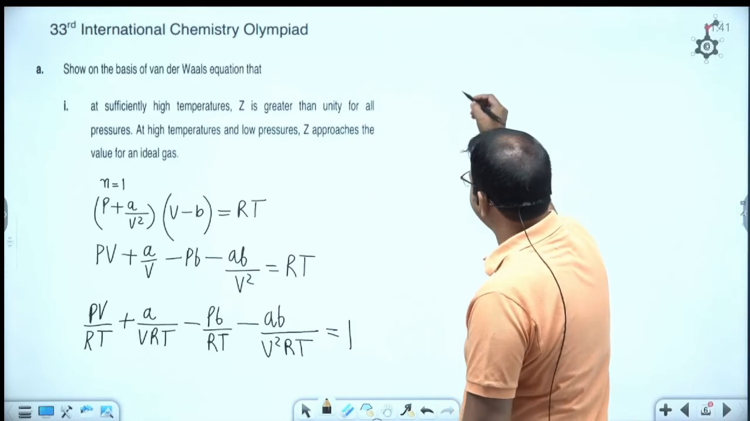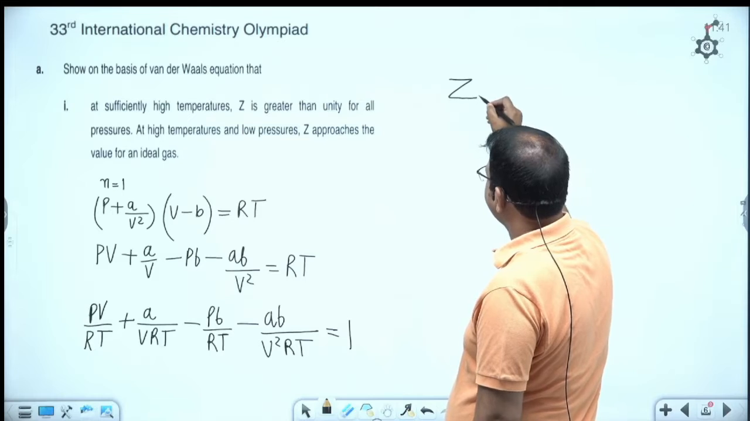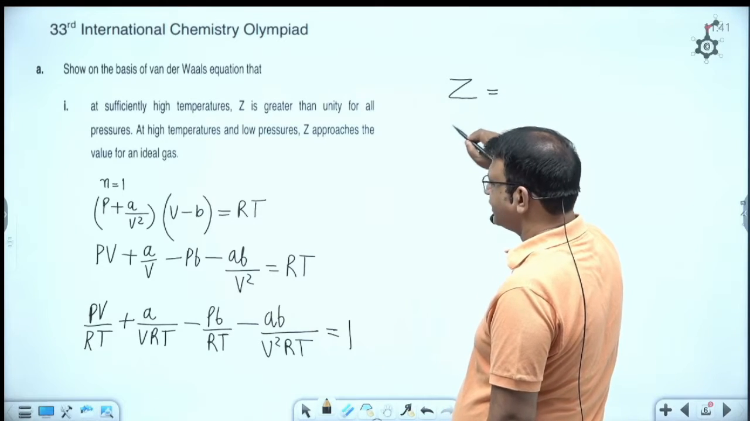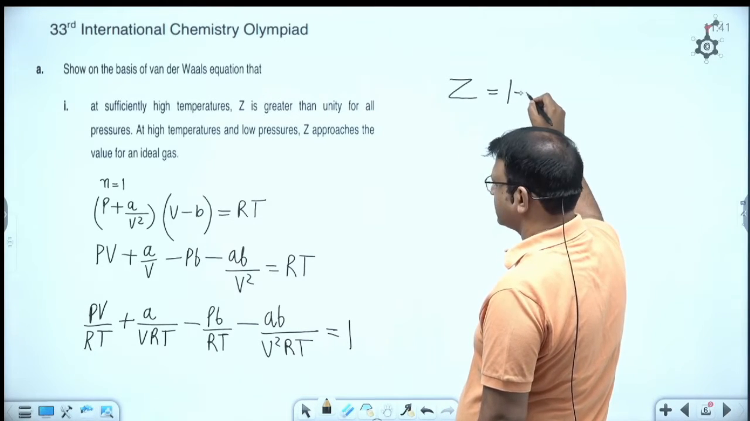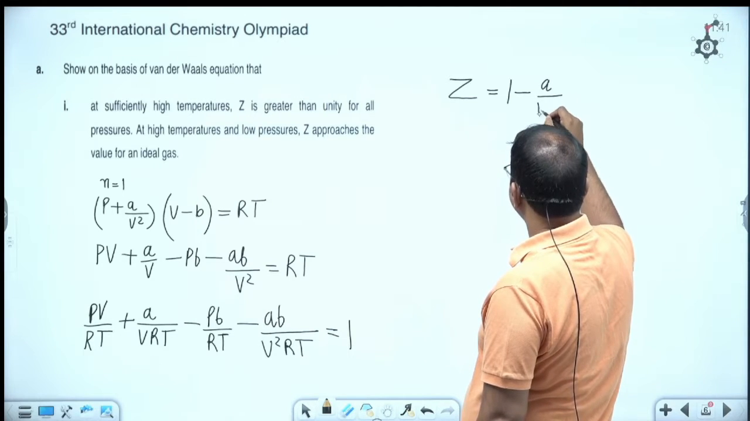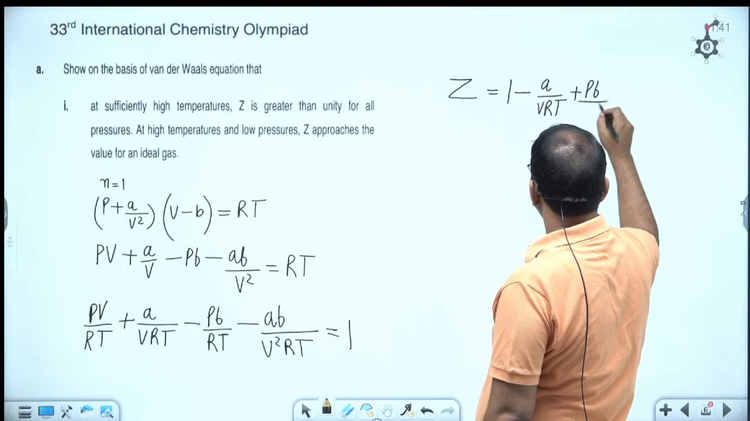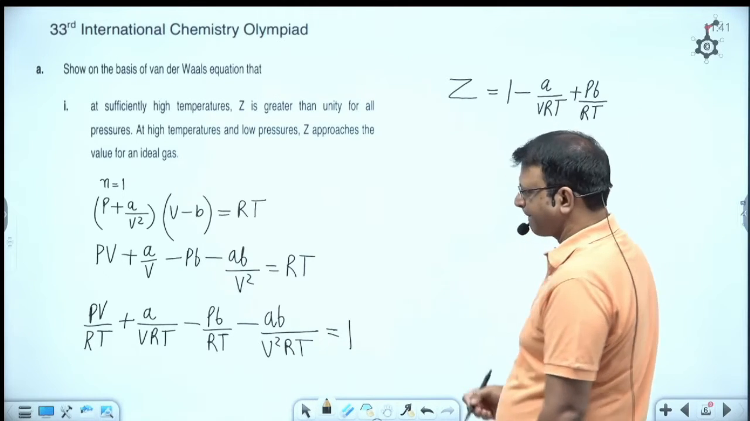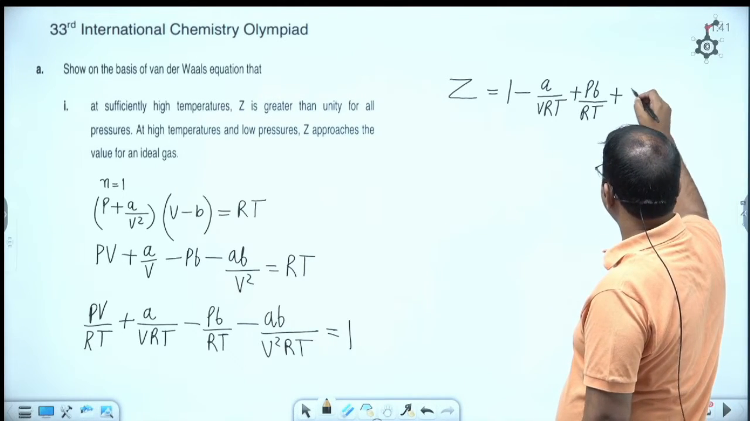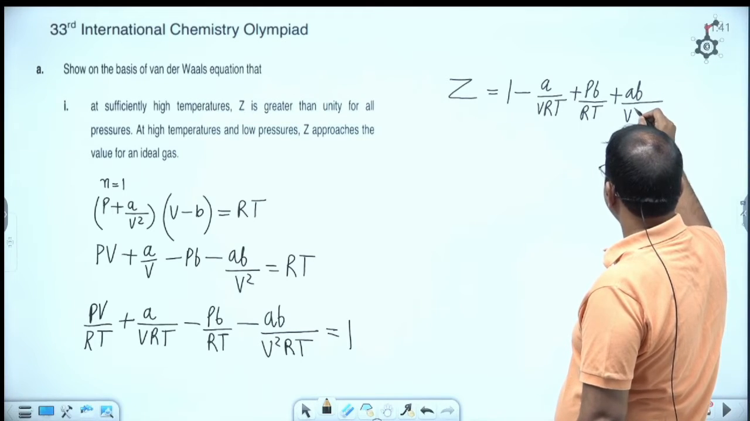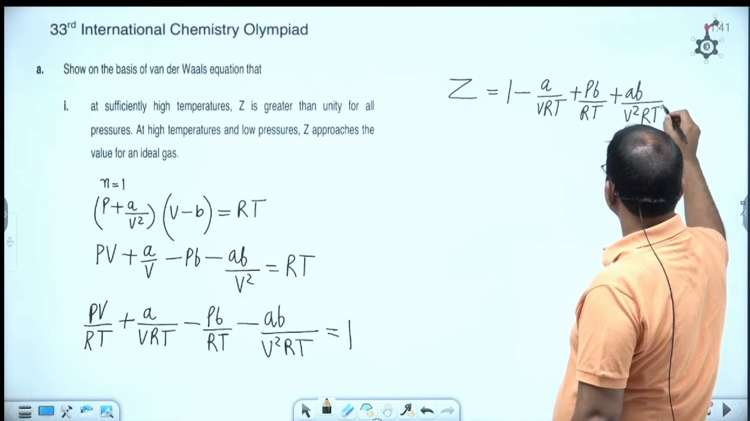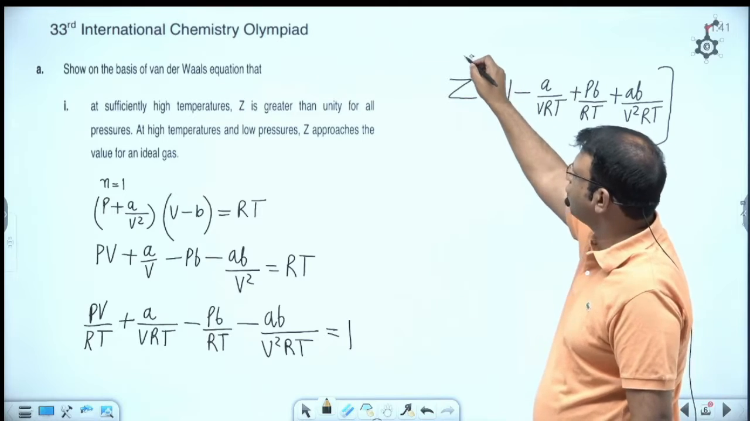So we can write here that for a van der Waals real gas, in general, Z can be written as 1 − a/(VRT) + Pb/RT + ab/(V²RT). So this is the form of the van der Waals real gas equation.